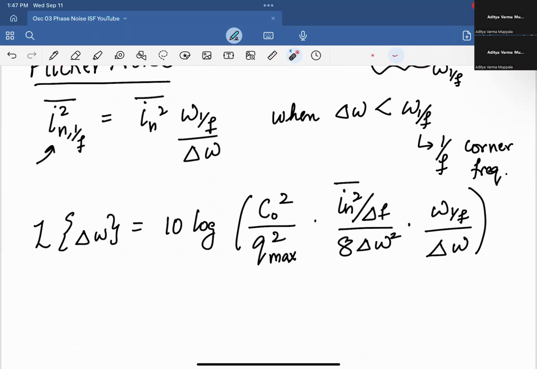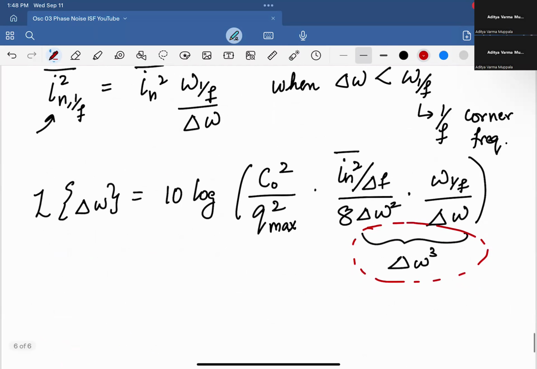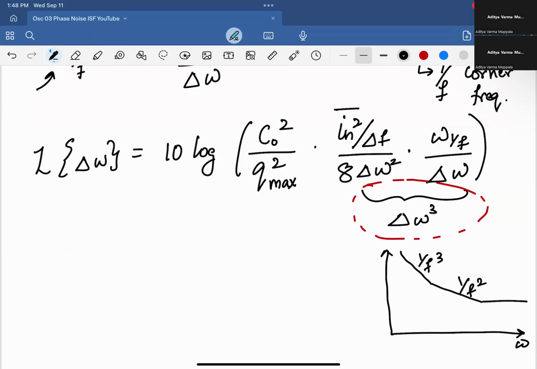Okay. So here you can clearly see that now there is this 1 over delta omega cube dependency, right? So let me put that in a box maybe. And that is what you see in phase noise as well. So you see that typically the phase noise spectrum looks like this. You have the 1 over f cube term, 1 over f square term, and then the flat part. So this is omega. This is the phase noise spectrum of the voltage.